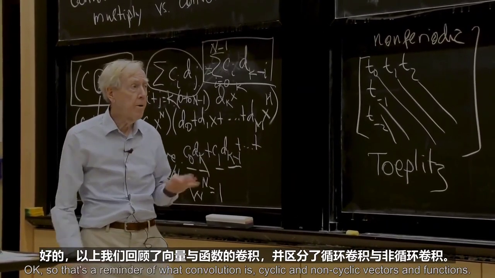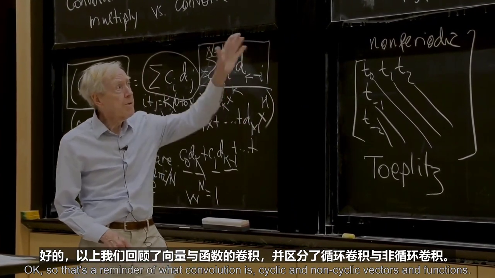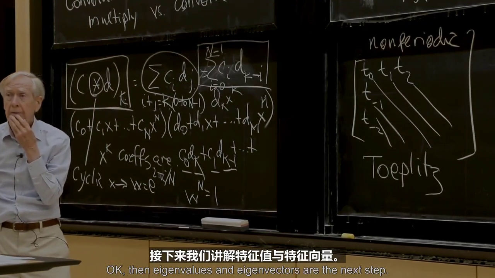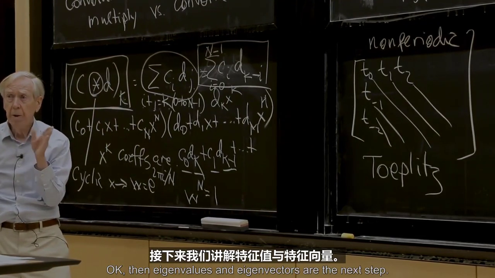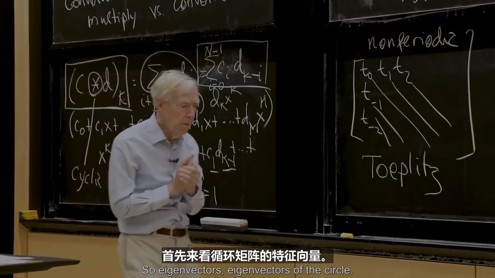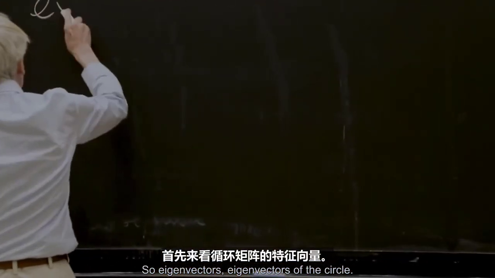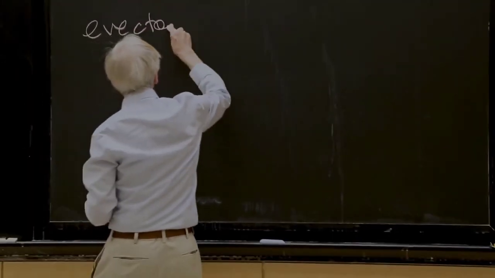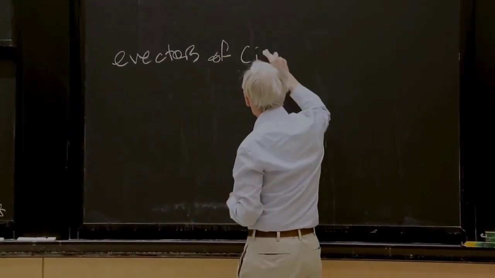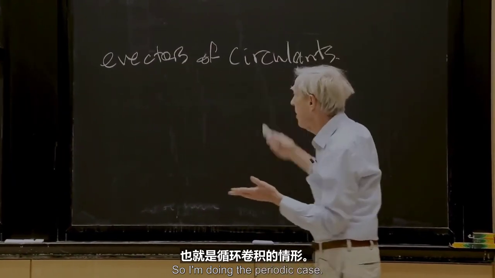So that's a reminder of what convolution is, cyclic and non-cyclic, vectors and functions. Okay, then eigenvalues and eigenvectors are the next step, and then the convolution rule is the last step. So, eigenvectors of circular matrices. Of course, I can only do square matrices, so I'm doing the periodic case.